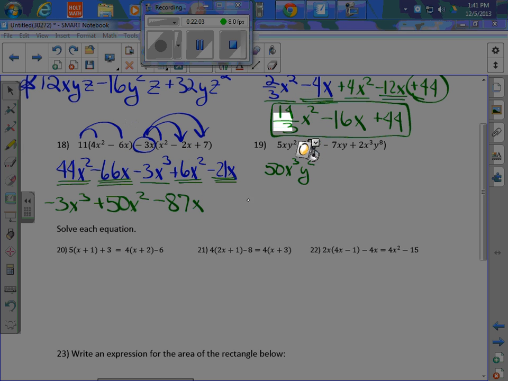Here's what I see. Inside the parentheses, I see three terms. 10x squared, that's one term. I see a negative 7xy, that's the second term. And then the third term, I see positive 2x to the third, y to the eighth. Because I have this thing in front of the parentheses, I know I'm going to have to take this times each one of these three terms. Write your answer here. That's all we're doing.